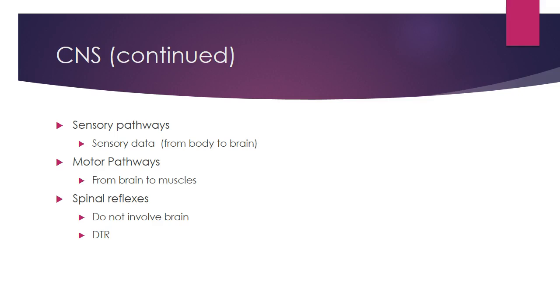The motor pathways go from the brain to the muscle. So the sensory data of the burn has been sent to the brain, and then the brain is going to tell the muscle to withdraw from the stimulus, and that's your motor pathway. Then we have spinal reflexes, and these spinal reflexes don't involve our brain at all. An example of spinal reflexes are deep tendon reflexes, like the knee-jerk reaction when you stimulate the patella.